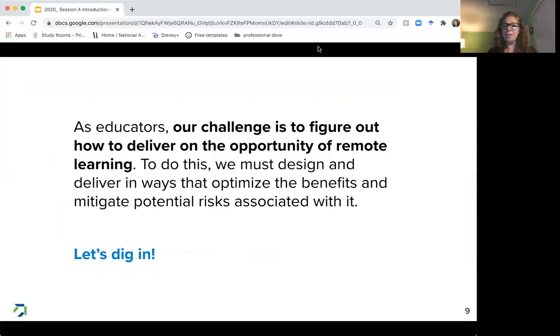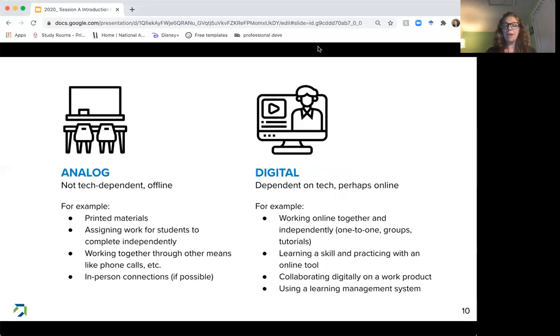So as educators, as we think about the basics of remote instruction, our challenge is to figure out how to deliver on the opportunity that remote learning can provide. To do this, we have to design and deliver in ways that optimize the benefits and mitigate risks associated. So let's dig in. First, a couple of terms. I'm sure you know these or have heard these, but we like to get clear.